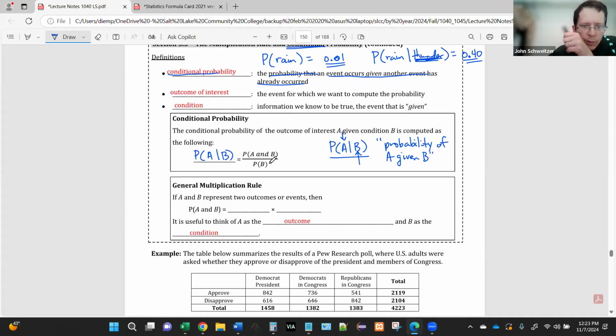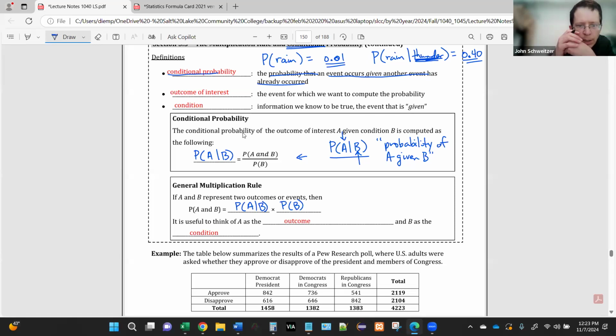And if we take this formula and rearrange it, if we just multiply both sides of this formula by the probability of B, we get another way of writing out the multiplication rule, which is to say it's the probability of A given B times the probability of B. Okay, so this is the general multiplication rule.